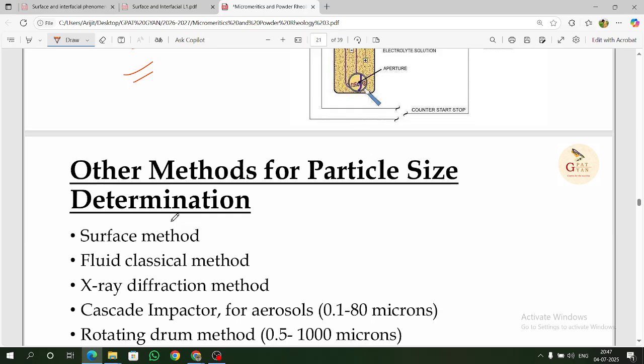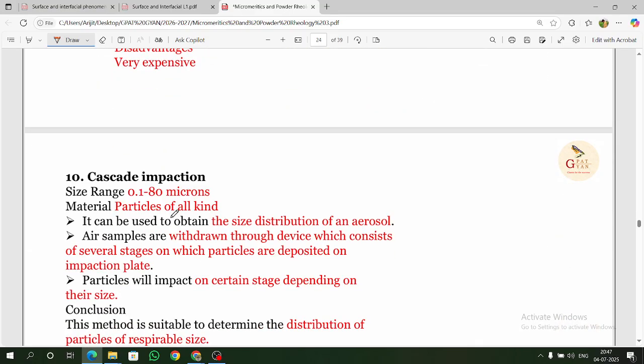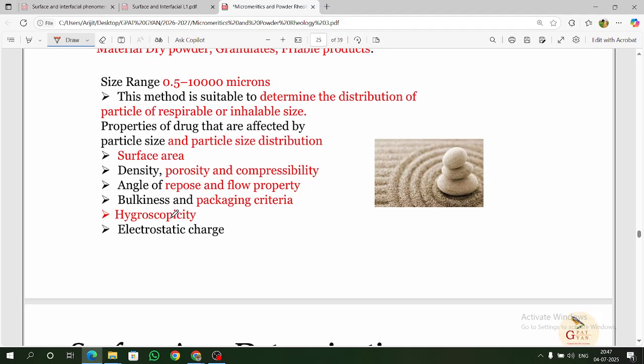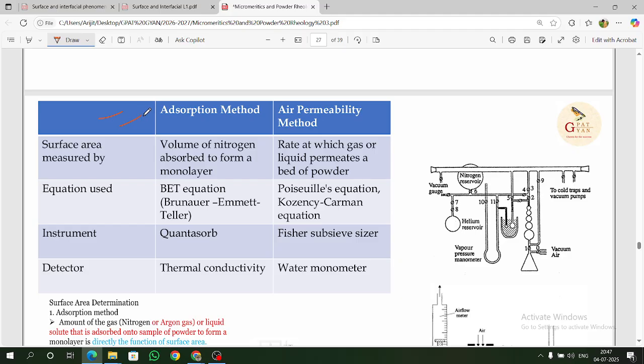Coulter counter method, that principle you have to remember. And the surface area determination we already discussed, two things are very important: adsorption method and air permeability method. In 2022, from QuantaSorb the questions have come. You can see, I am telling you after analyzing, I'm not just saying it. So maybe Fisher Sub-Sieve Sizer questions may come in upcoming days.